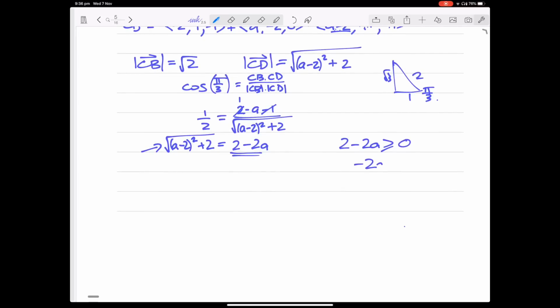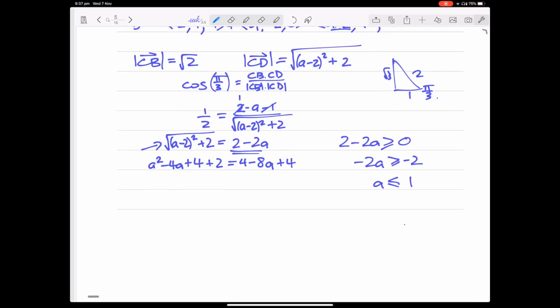Therefore, minus 2a has to be greater than or equal to minus 2, and a has to be less than or equal to 1. So when we go to solve this, we get a squared minus 4a plus 4 plus 2 is equal to, we've got to square the other side, which is 4 minus 8a, and then plus 4. From here, bring it all to one side.